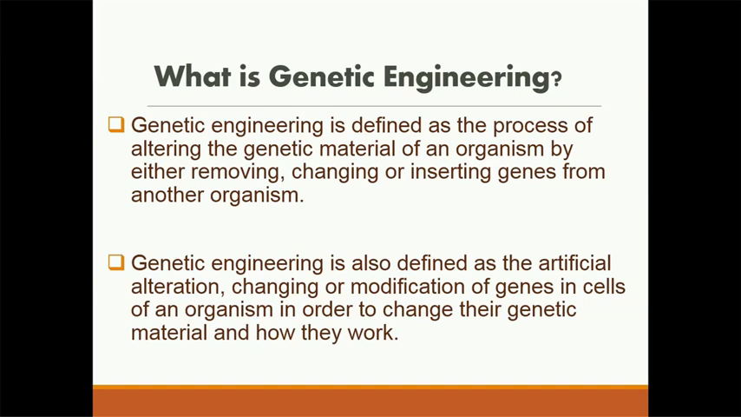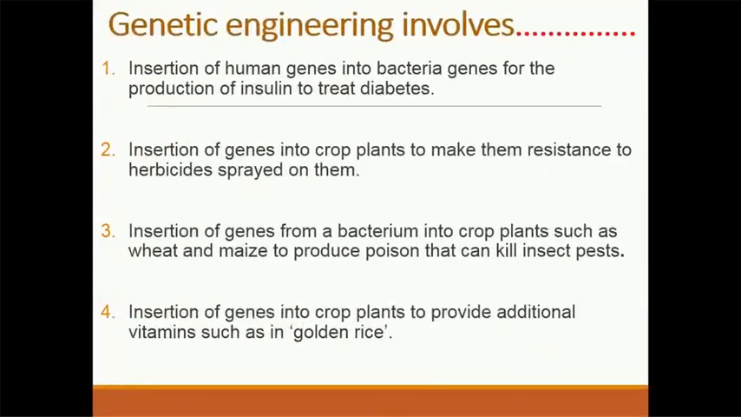Alright, let's look at it in this simplified form. Assuming you have an organism, we call it organism A. You have another organism called organism B. Genetic engineering simply means taking the genes from organism A and putting them into organism B in order to modify, change the characteristics, or probably change the genetic composition of organism B. That seems clearer. Good.